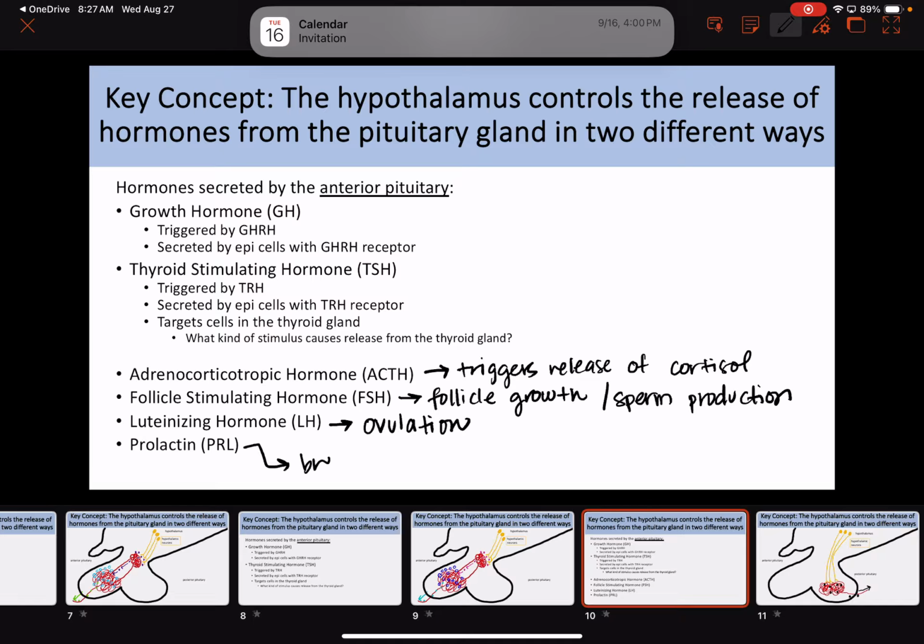is for breast milk production. And make sure you underline or highlight production, because we do have another hormone that's for the release of breast milk. Prolactin is specifically for the production of the breast milk. So production, not release. We'll have a different hormone that controls the release of breast milk.